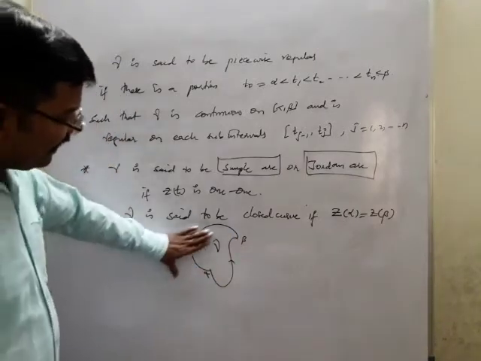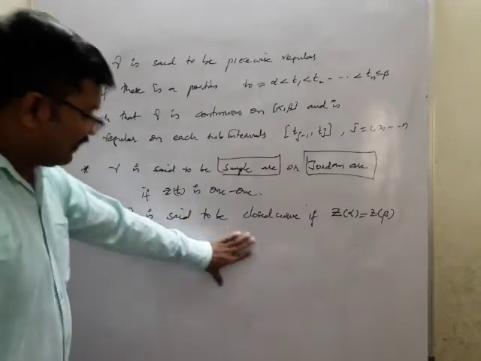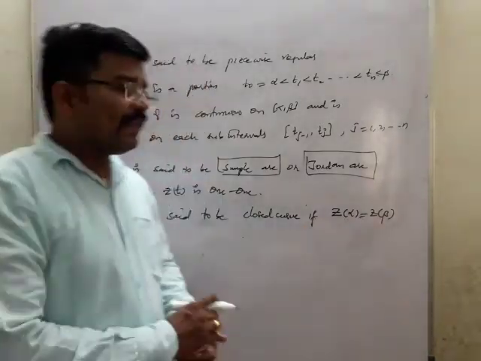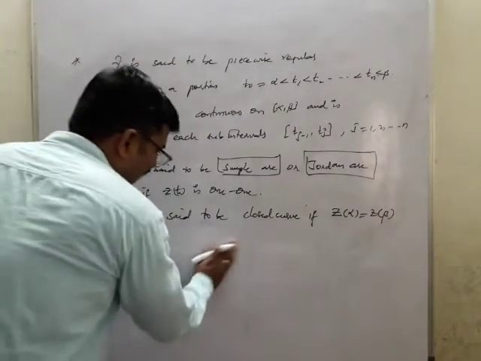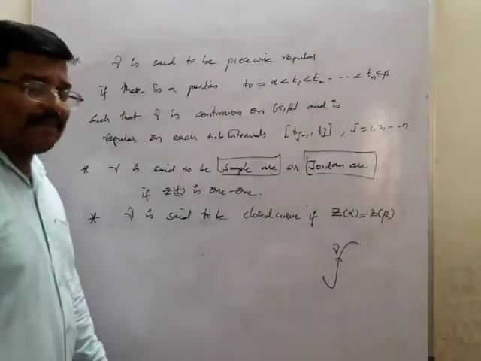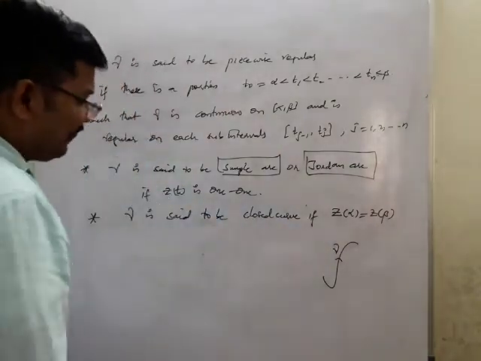So therefore we can say that it is a closed curve whenever z of alpha is equal to z of beta. An arc will always be defined in the form of like this, a continuous arc. This is nothing but gamma. It's an arc. An arc will be in the form of like this.